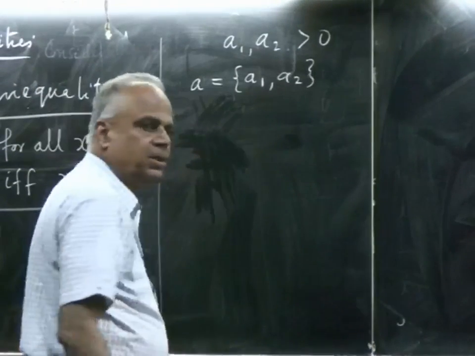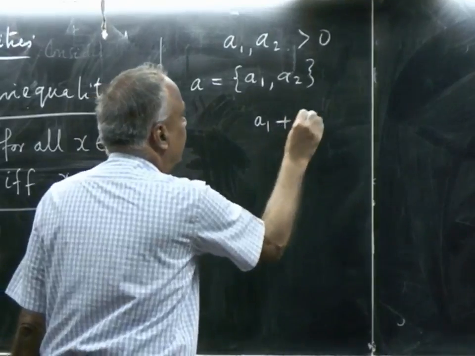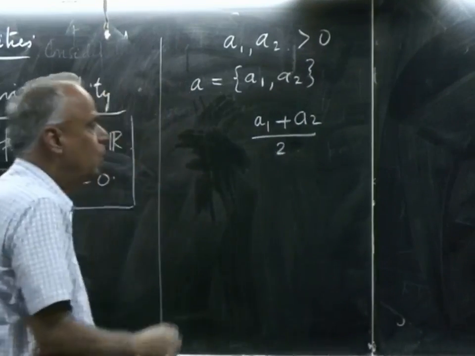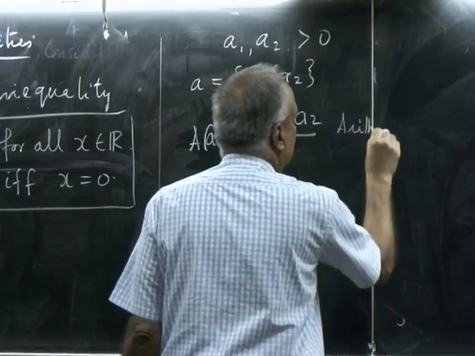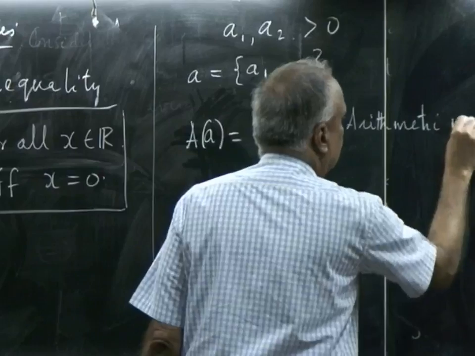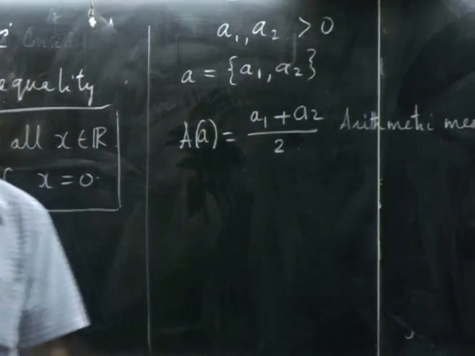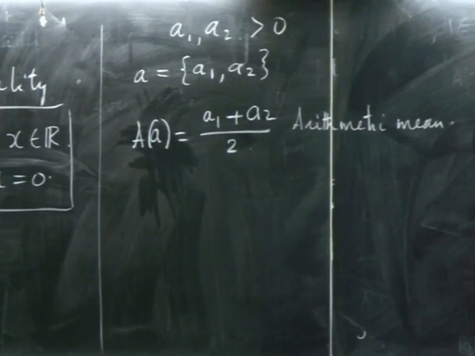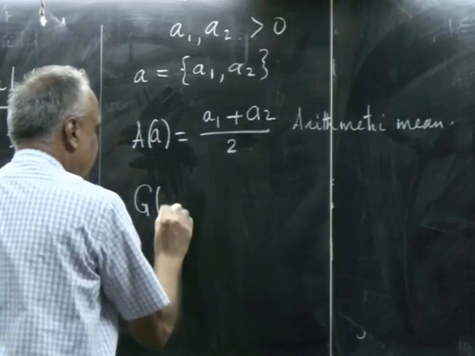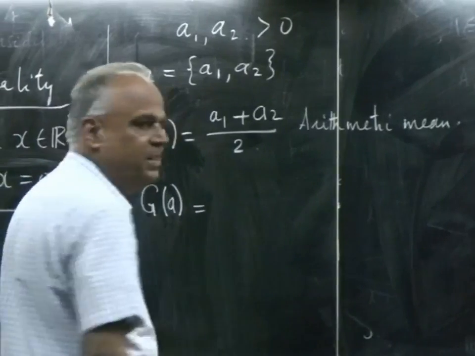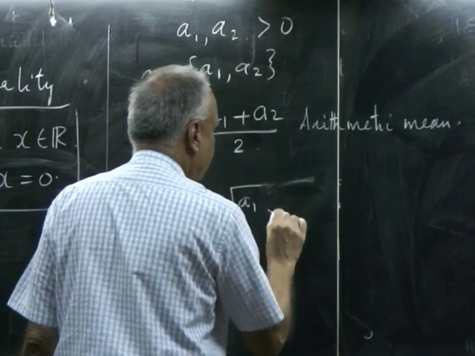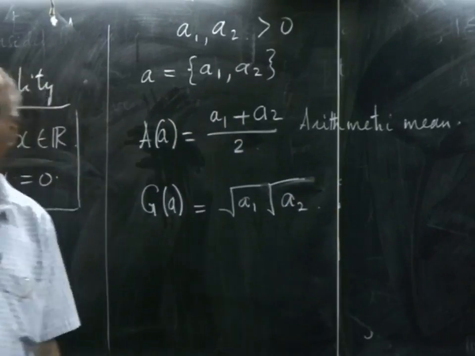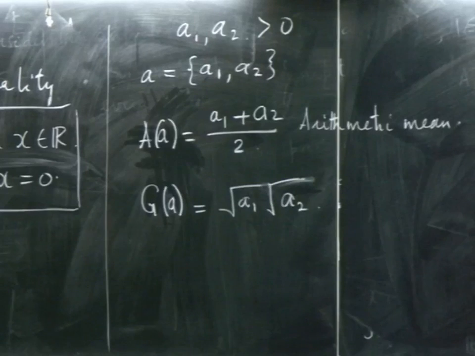Then what is the average? The average is (a1 + a2)/2, and that is called the arithmetic mean of a1 and a2. So therefore there is going to be a geometric mean. What is the geometric mean? It is the square root of a1 into the square root of a2, which is the square root of a1 a2.